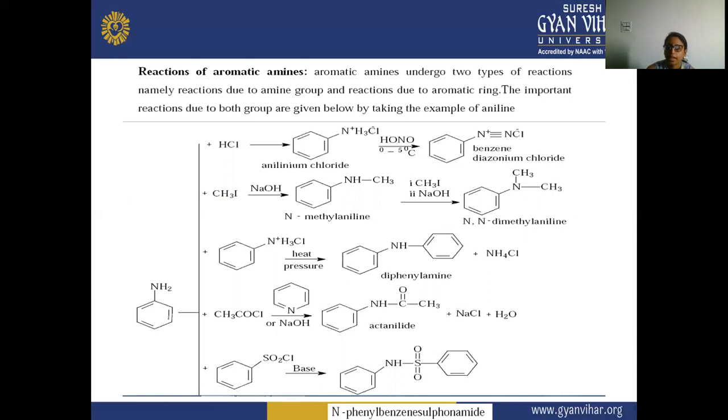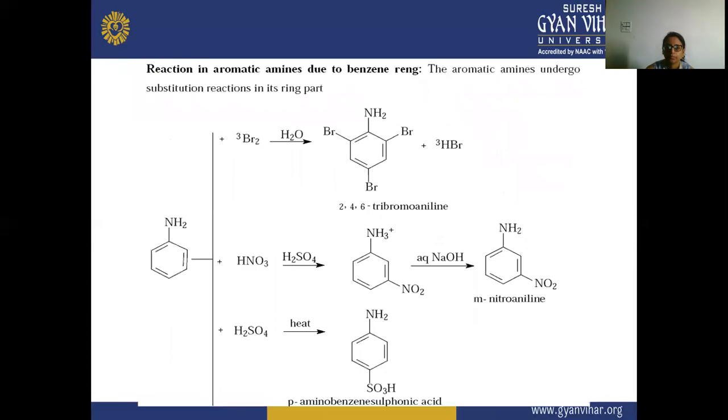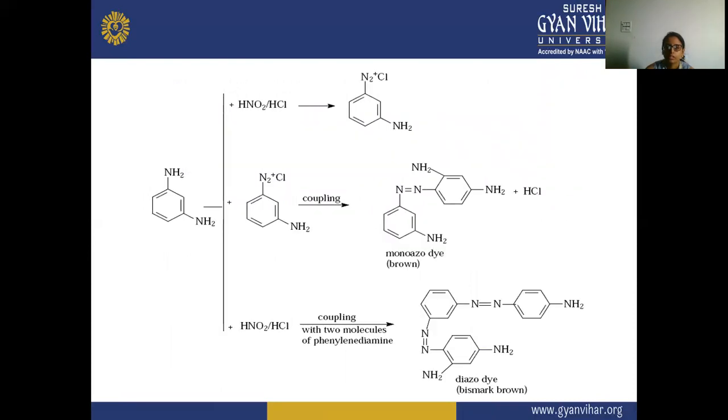Next are the reactions of aromatic amines. Aniline is reacted with HCl, forming anilinium chloride, and there is a formation of benzene diazonium chloride. These are a few reactions of aromatic amines, involving the benzene ring. And with meta-nitroamines, there is a formation of these products. These are giving the dyes.